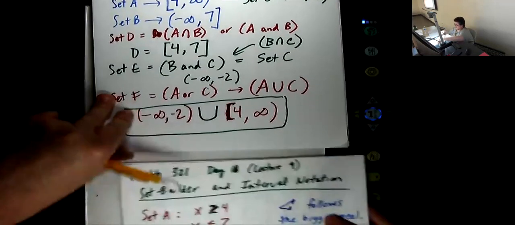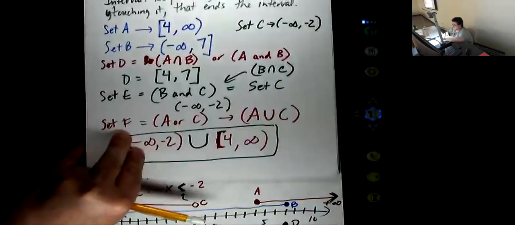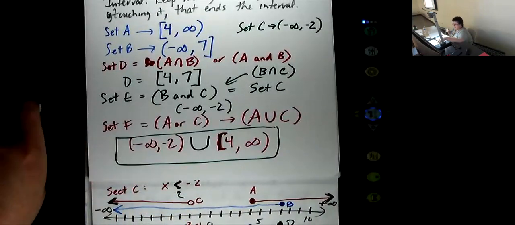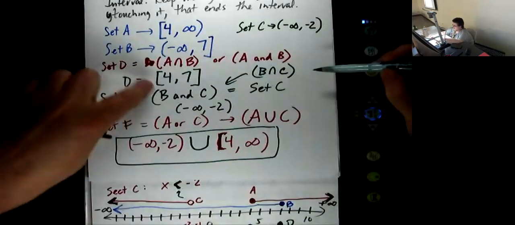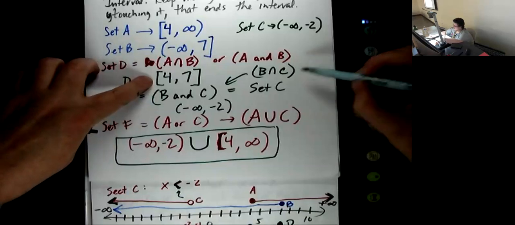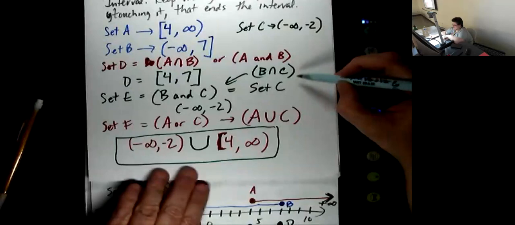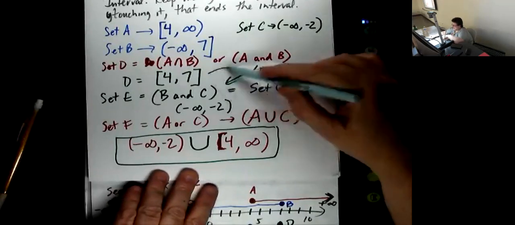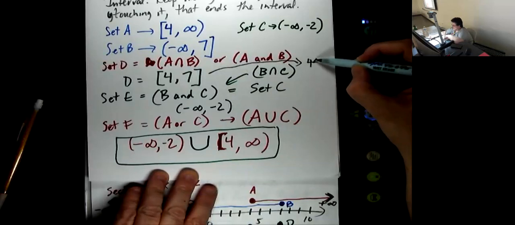Something else I want to show. For the set builder notation, this set D is between 4 and 7. We would write this as 4 less than or equal to X less than or equal to 7.